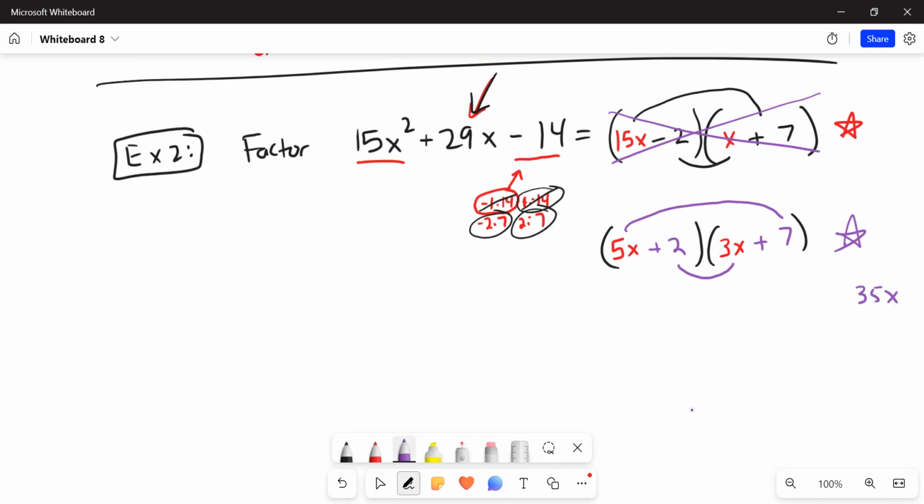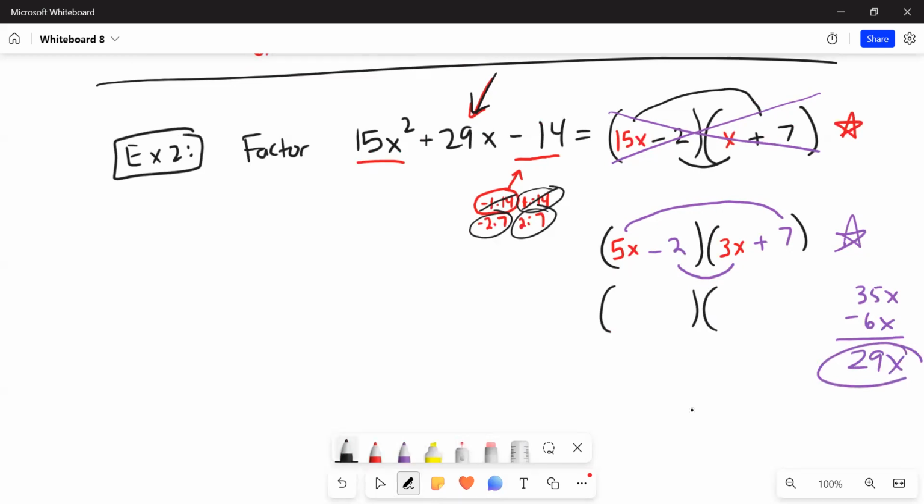Okay, I'm just noticing, guys, that I didn't put the right sign on that. I need one of those to be negative. Let's put this one to be negative, all right? Then negative 2 times 3x will be negative 6x. I get 35x minus 6x. Voila, 29x, exactly what I want. But I want to show you something.